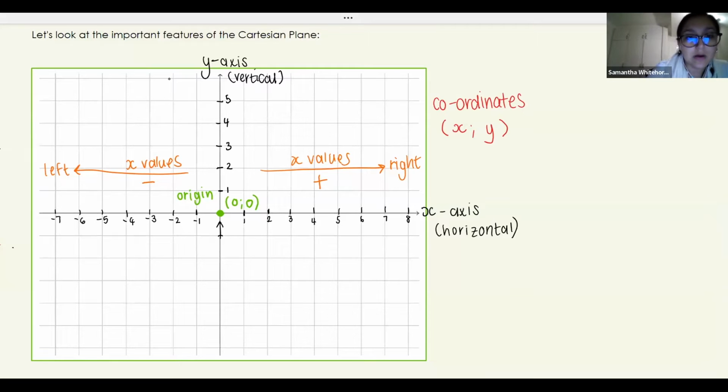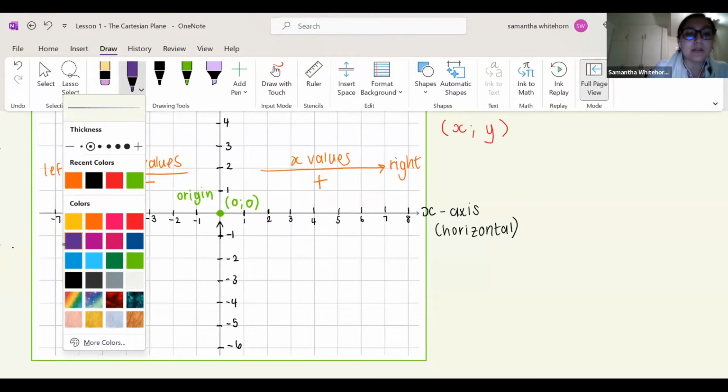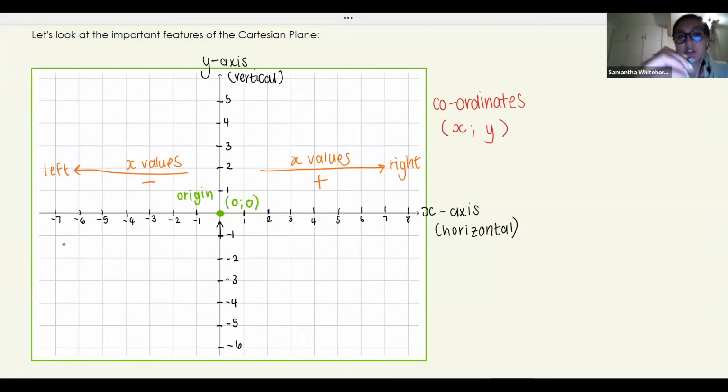But if I now go down, I'm working with negative y values. Right, and so once again, it's very important that we know where values are positive and where values are negative, because when we start to plot coordinates, we need to know, is the input, x, positive or negative? Is the output, y, positive or negative? So just a reminder, when we go up our y-axis, the y values are positive. When we go down our y-axis, our y values are negative.